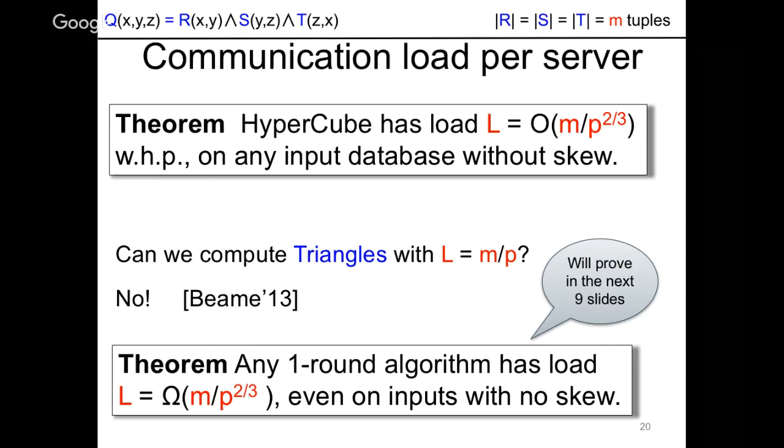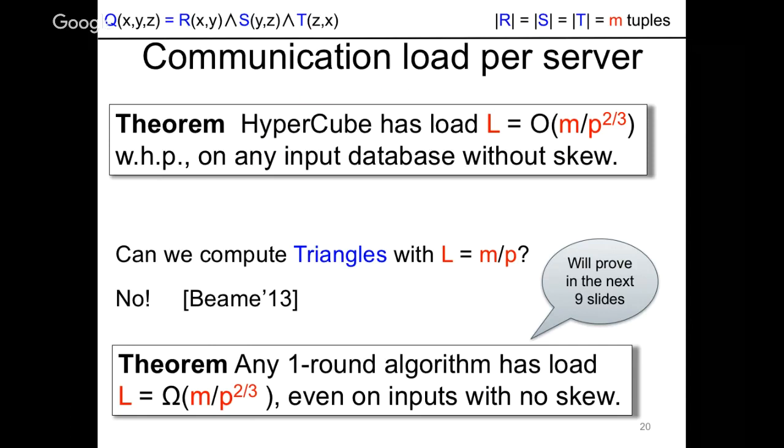Sometimes you can prove such lower bounds by exploiting the fact that the output is very large. But as I will show you in the proof for this theorem, even if the output is very small, we still need to pay a communication cost which is at least m by p to the 2/3 per server in order to compute correctly all the triangles.